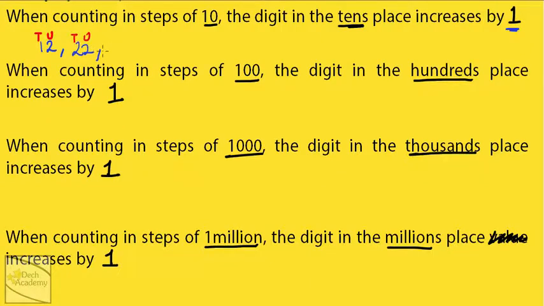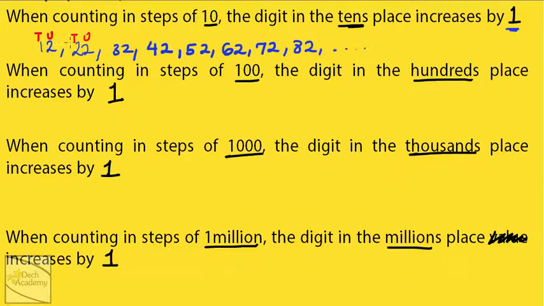To get the next number, I'm going to increase the digit in the tens place by 1. So 2 becomes 3. And I'm just going to continue doing that. So the next number is 42. All I'm doing is increasing the digits in the tens place by 1. So I'm just going to keep doing that. And I can keep going on.